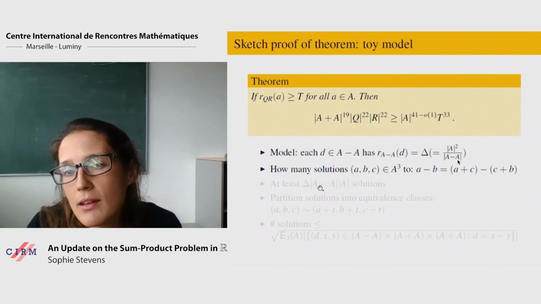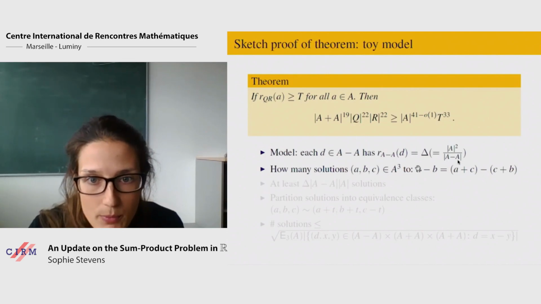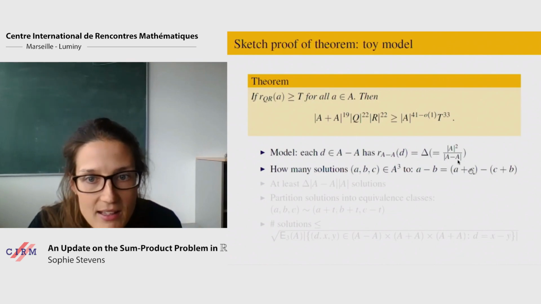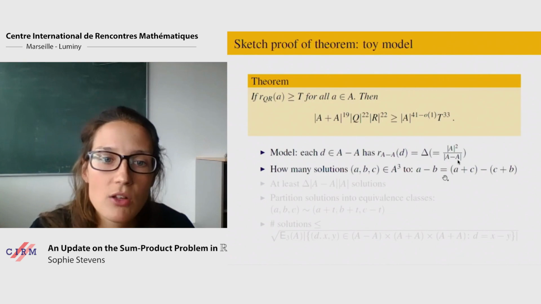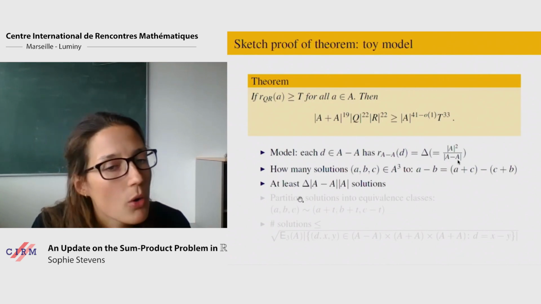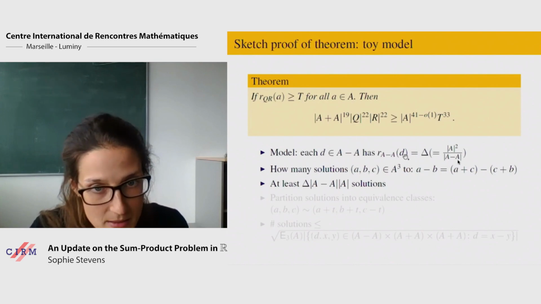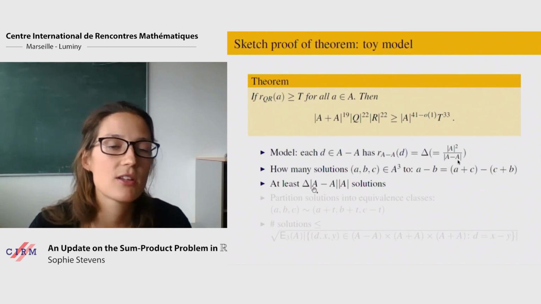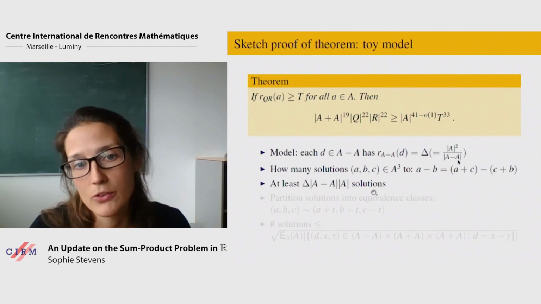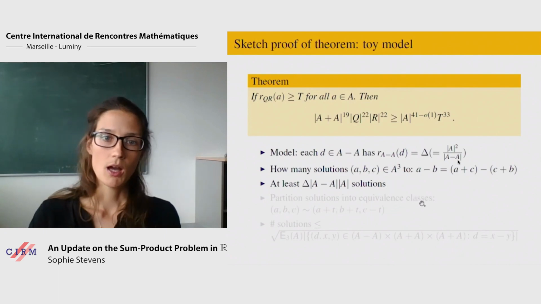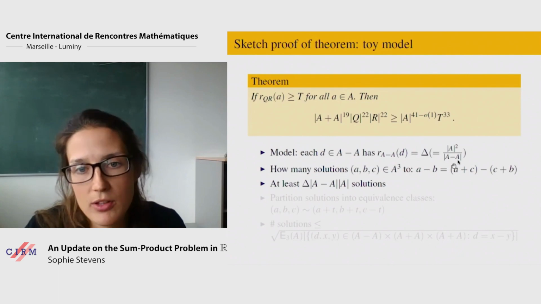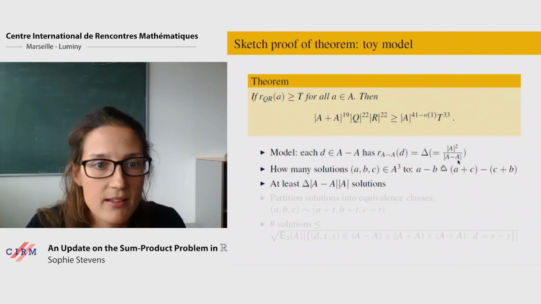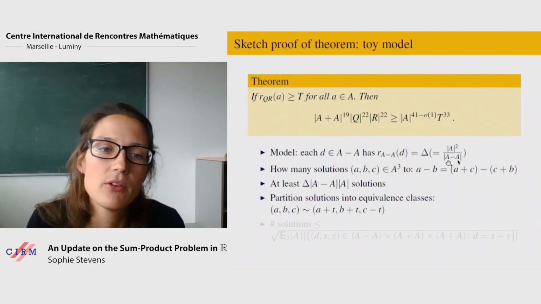On the one hand, this is quite a stupid equation. We've added and subtracted the same thing. What this means, though, is that we've got quite a lot of solutions. If we fix any a minus b inside our difference set, there's delta ways that we could have done this, and we can choose c to be anything living in A, which means that on the one hand, we've got at least delta times the size of A minus A times the size of A solutions. So finding the lower bound to the number of solutions of this equation was very nice, very easy. The hard work's obviously in the upper bound.